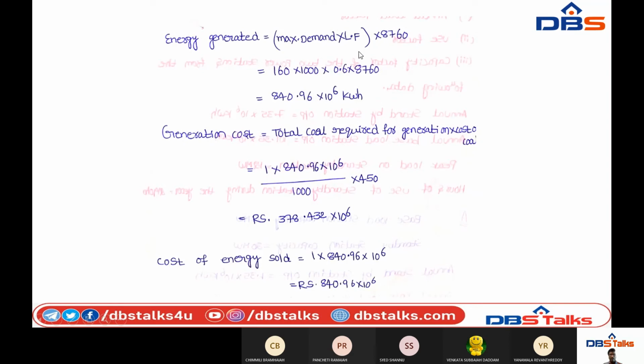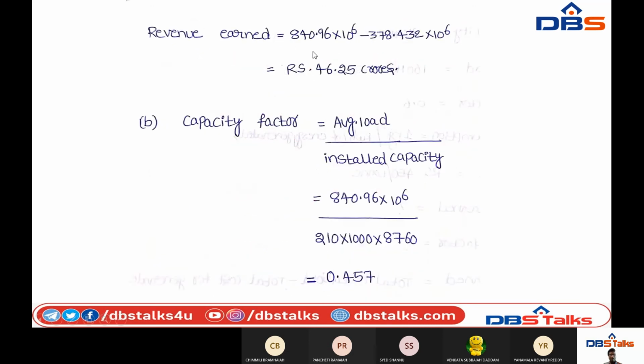Okay, this is the annual energy generated per year. This is the value of generation cost, total generation cost per annum. After subtracting the value of 378 from 840.96, we get the revenue. How much revenue did they gain? Nothing but 46.25 crores per annum. They gain the profit.